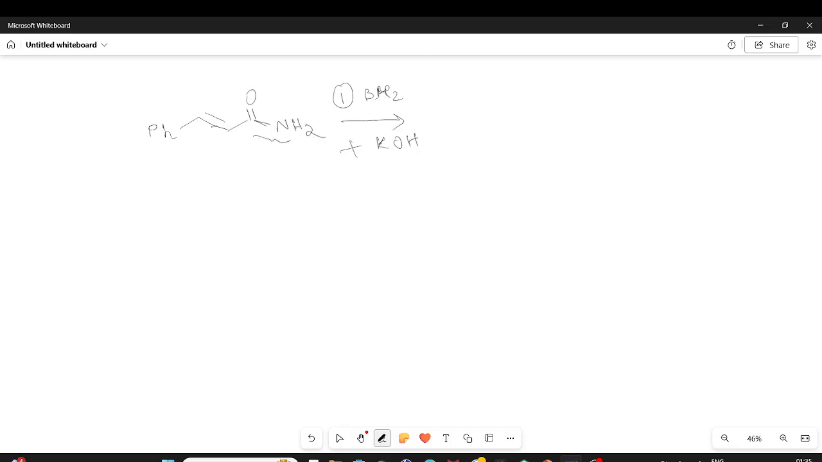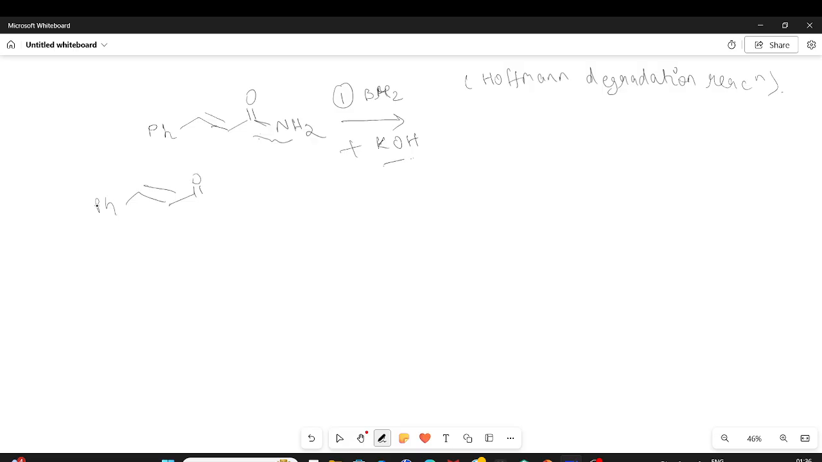So if you remember properly, whenever an amide linkage CONH2 is treated with bromine in presence of a strong base like potassium hydroxide, it undergoes Hoffman degradation reaction. Degradation because it leads to an amine containing one carbon less than the amide. So you know the basic mechanism, I guess.